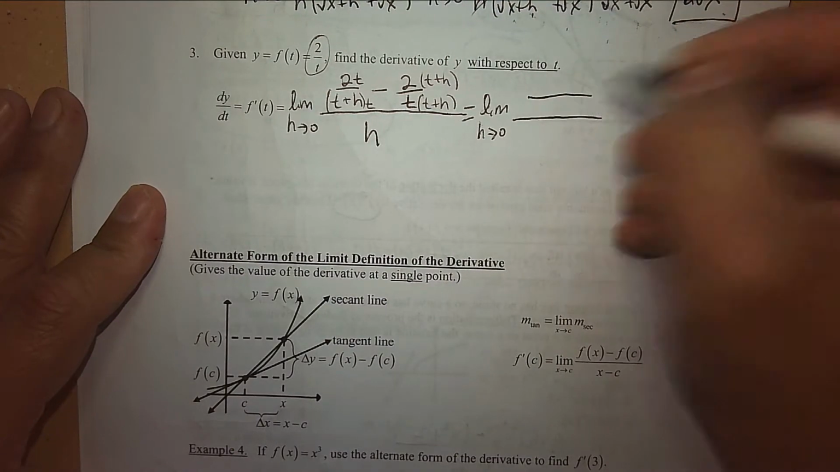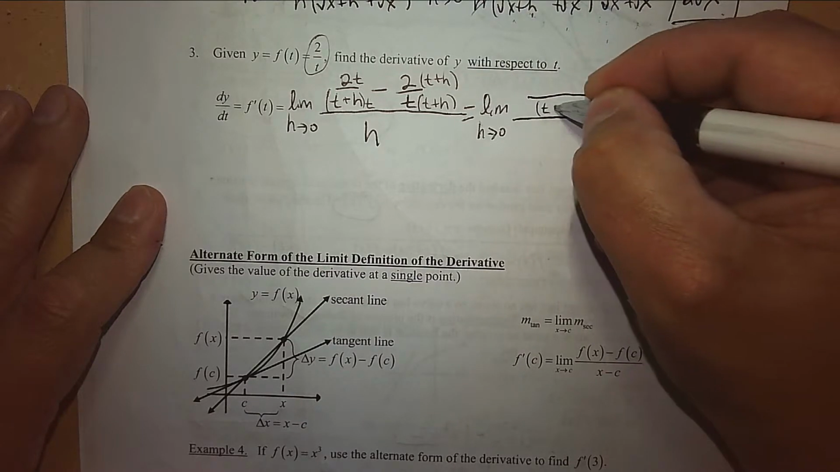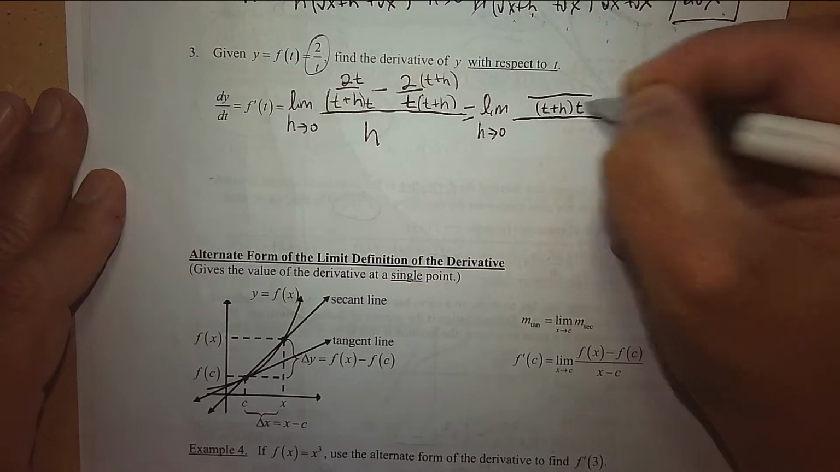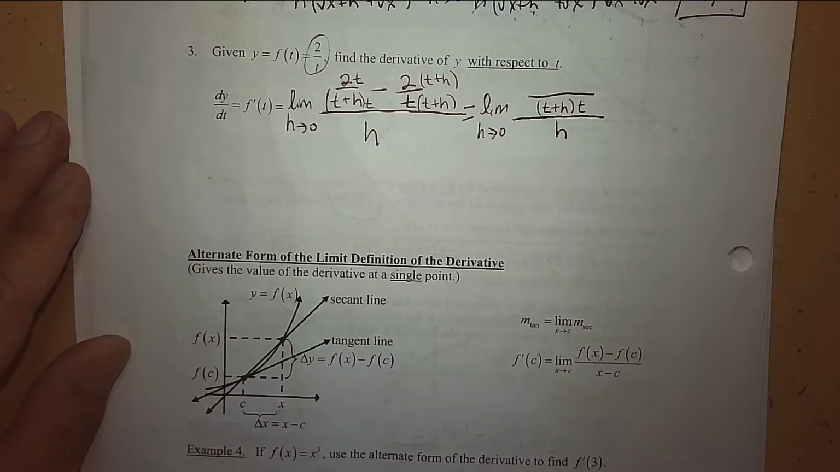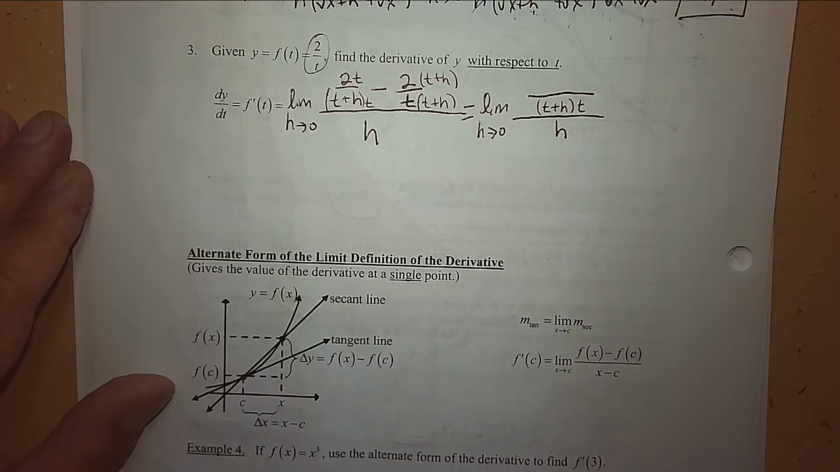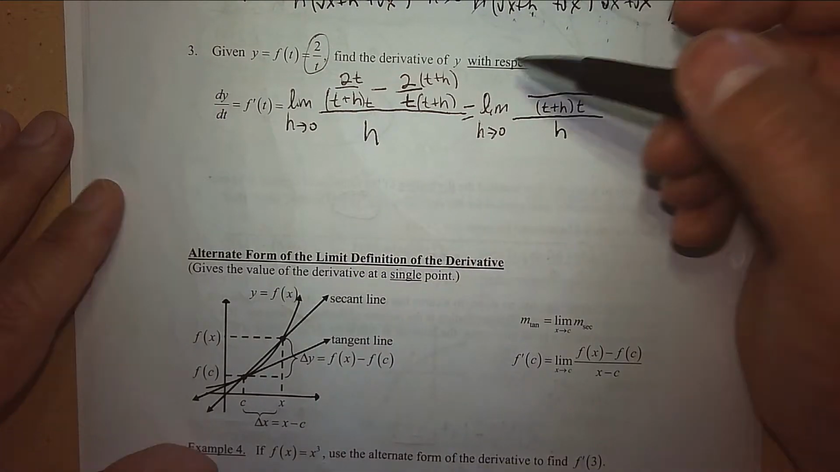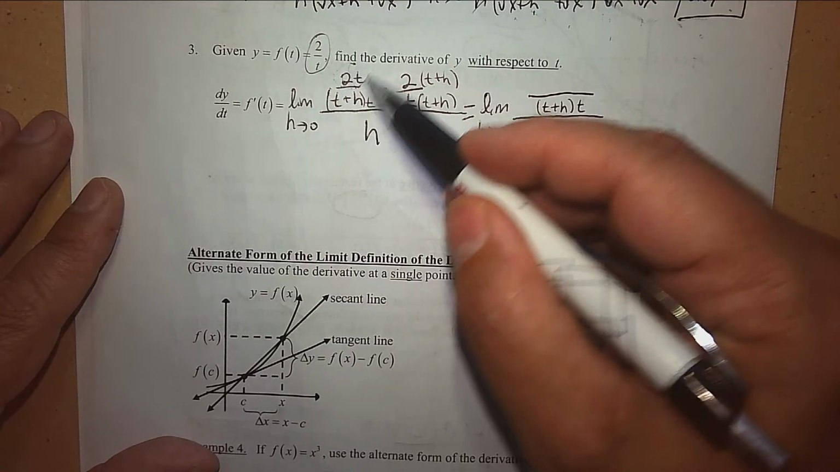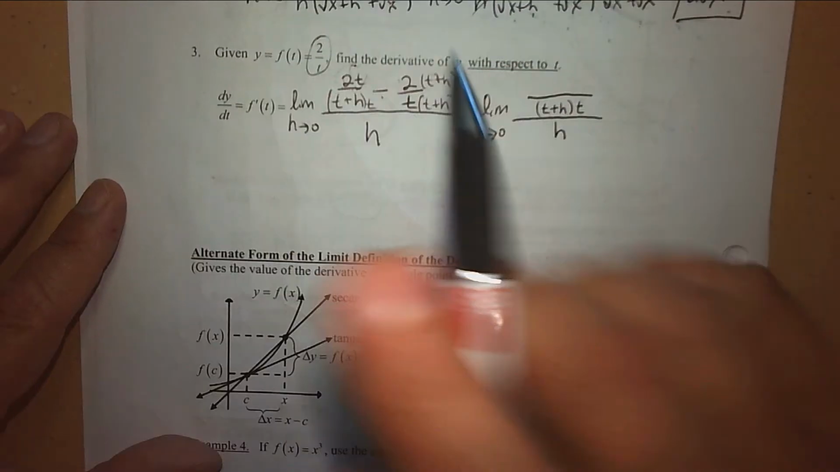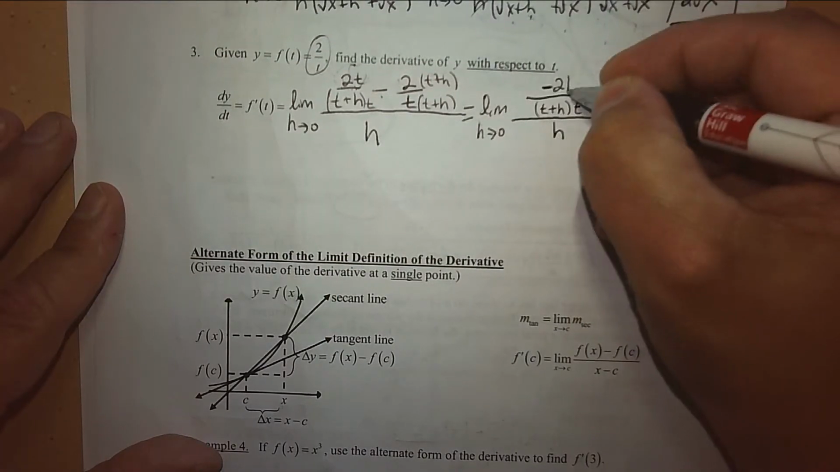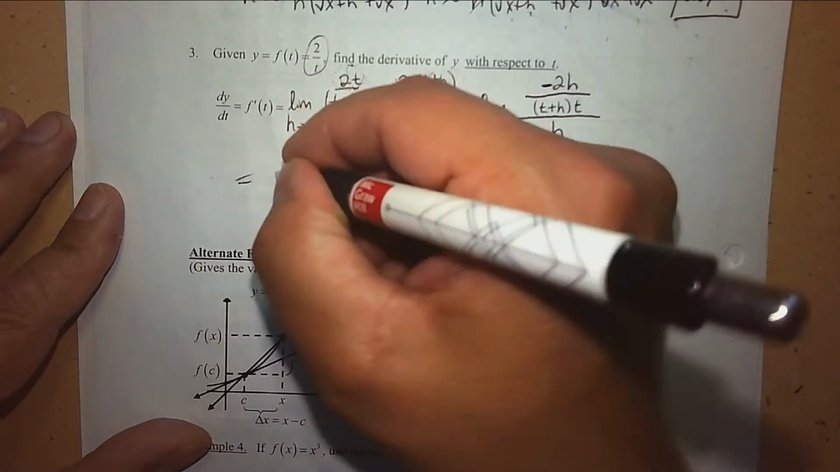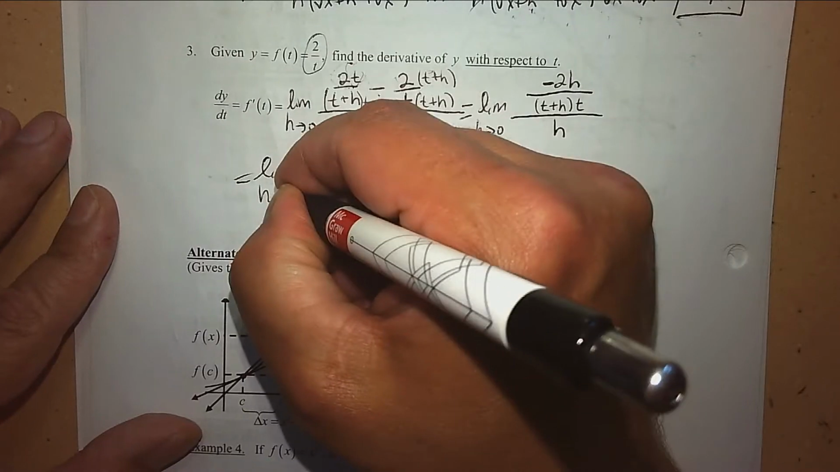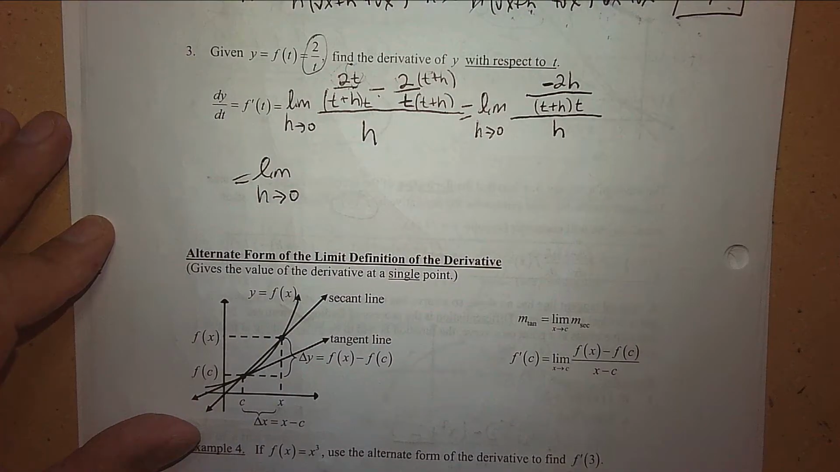Now, can I write the top as one fraction? So our common denominator is t plus h times t. And you can do that in any order. What happens in the numerator? What's 2t minus 2t? And then what's left in the numerator? Negative 2h. Sometimes the algebra is more complicated than the calculus.